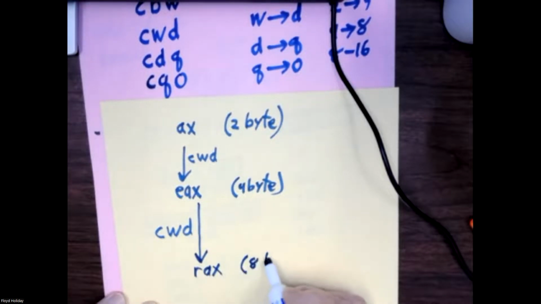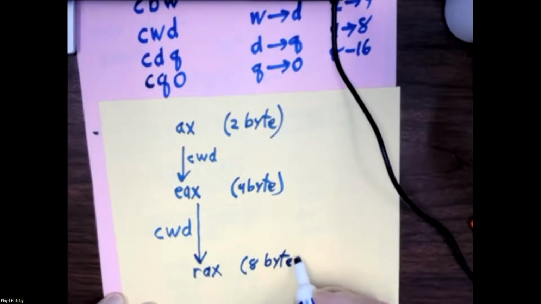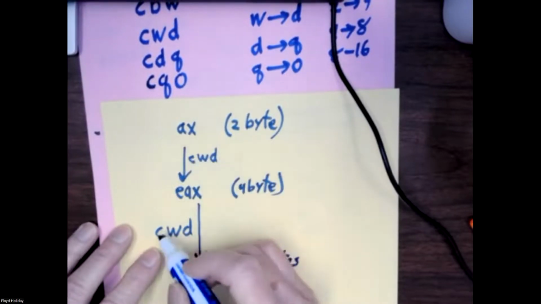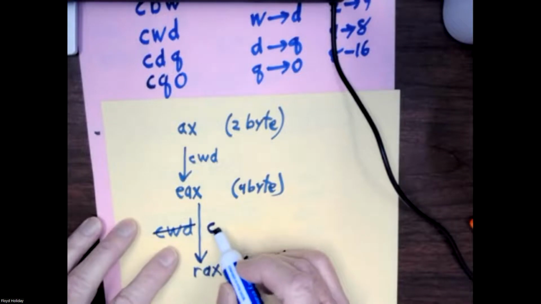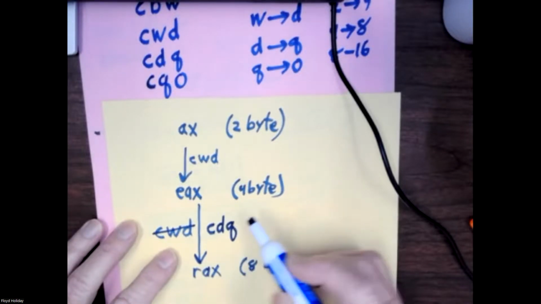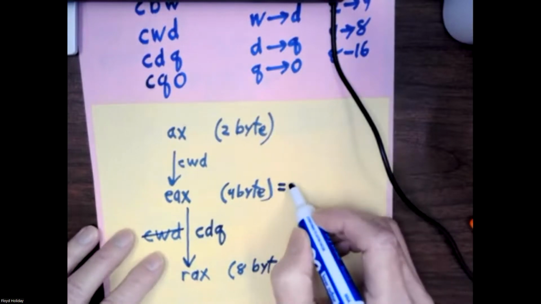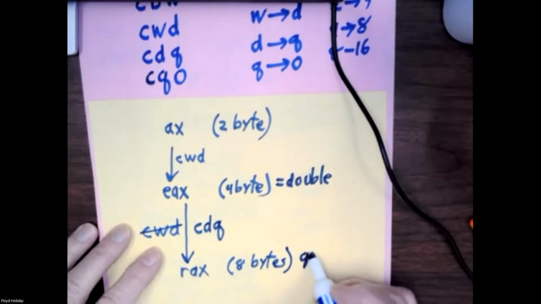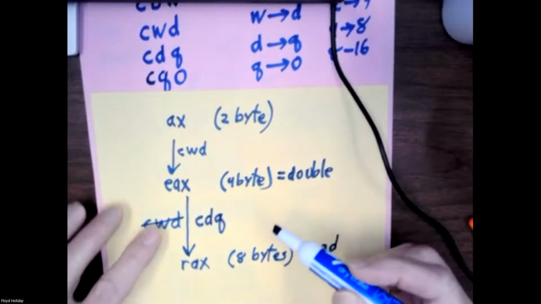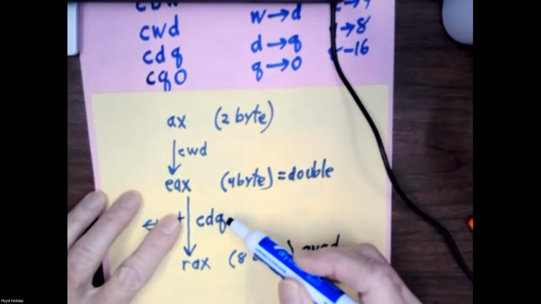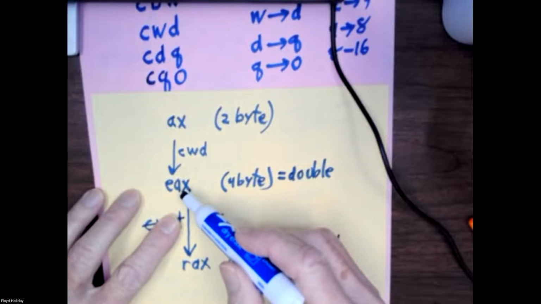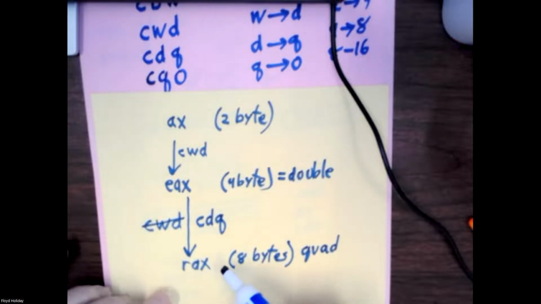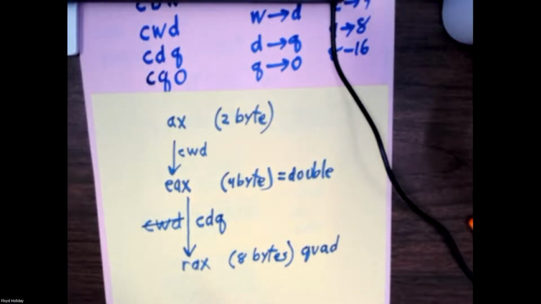Okay. Then if we wanted to extend that and keep the same numeric value and create RAX, which we know is 8 bytes, it's CDQ. Okay. So we're going from a double to a quad. And again, there are no parameters. It just acts on EAX only. It doesn't act on any other register. And it creates RAX. Oh no, I gave you bad information, class. Oh shoot.